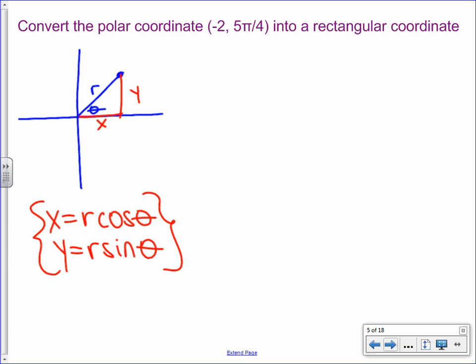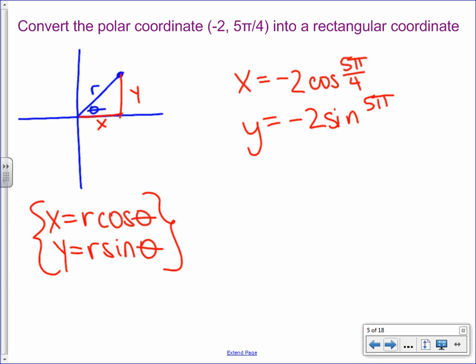For this example, we know what r and theta are. I guess for this example, this is all we need. So for x, we have r cosine of 5 pi over 4, and for y, we have r sine of 5 pi over 4. So what is our xy coordinate?